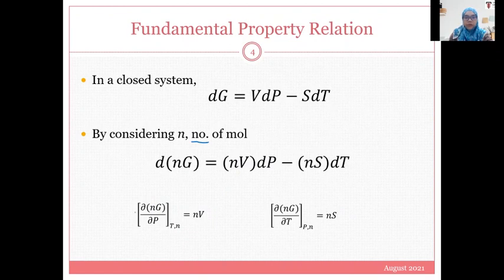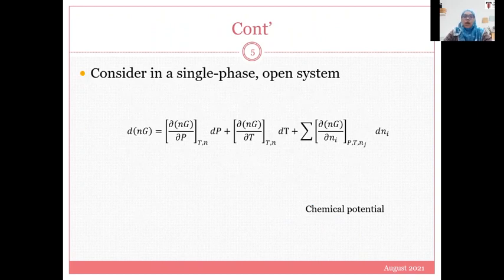For the molar volume, it is equal to ∂G/∂P at constant temperature and number of moles for a certain species. Also, to determine the entropy, we can obtain it from ∂G/∂T at constant pressure and number of moles. Okay, how about if we have a system that consists of a single phase and is an open system?